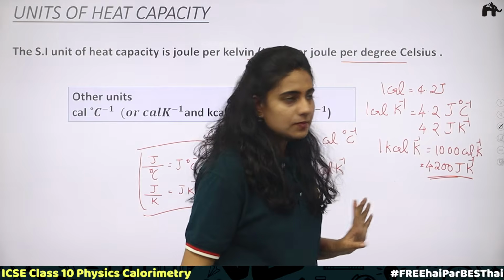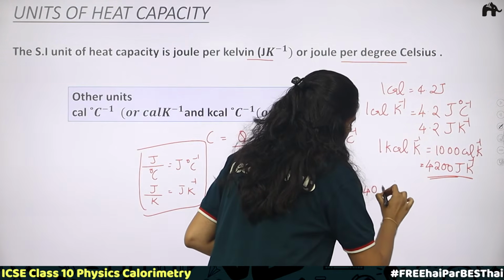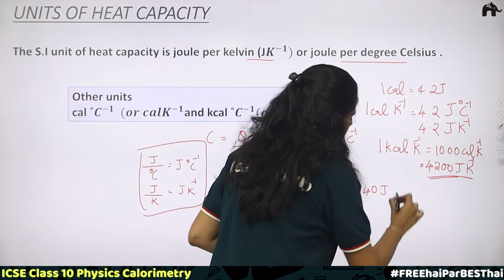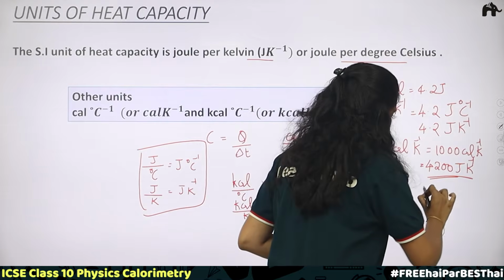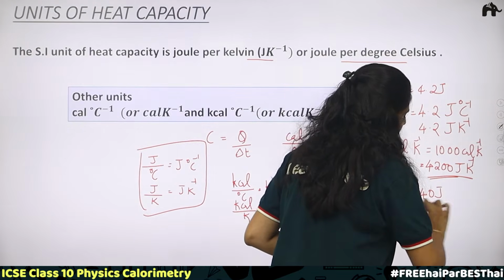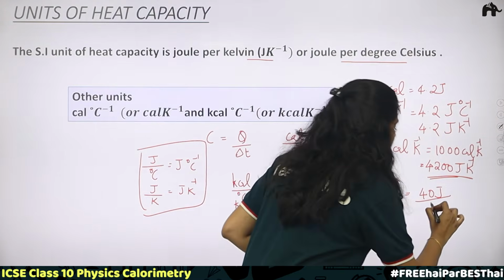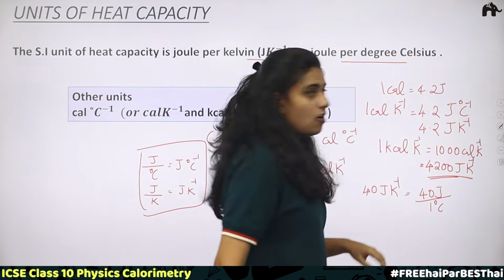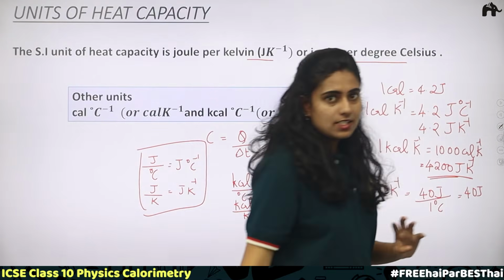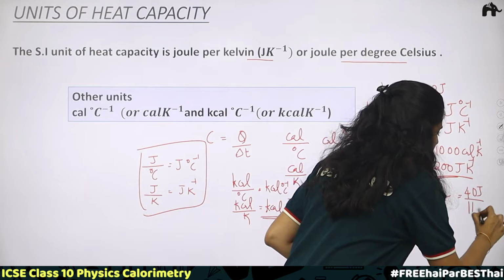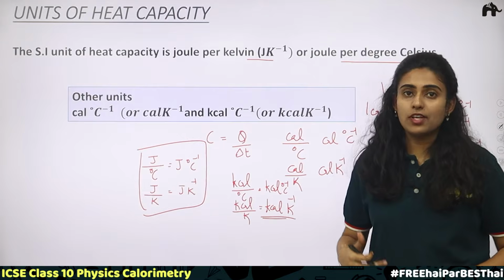Understood this? For example, if you have 40 joules Kelvin inverse, what does it mean? This means that 40 joules of heat energy is supplied in order to raise the temperature of the substance by 1 degree Celsius, or 40 joules of heat energy is required to raise the temperature by 1 Kelvin. Clear? So this is a unit of heat capacity.